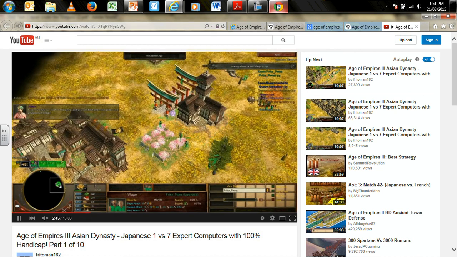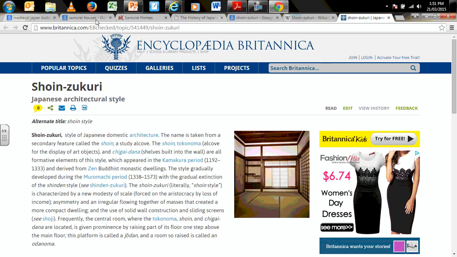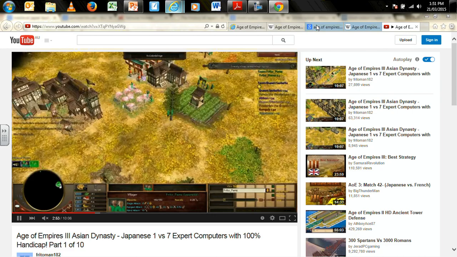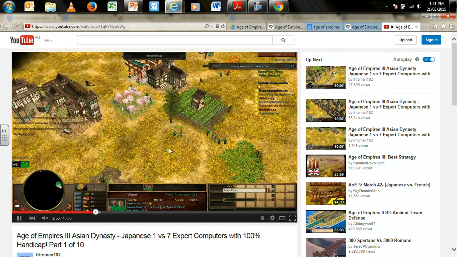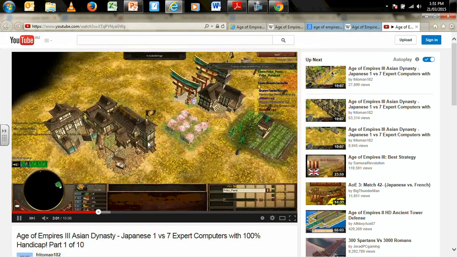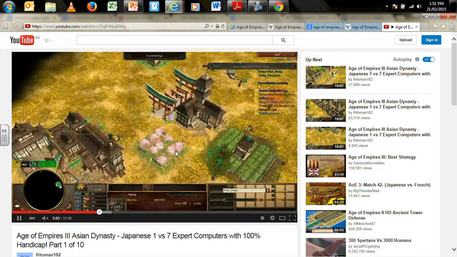If we go back and have a little bit of a look at our pictures of medieval Japan buildings, that will show you what the buildings of the time look like. And if we go back to the game, we can say, did the buildings actually look like that at the time? And that's what we want you to record. Do those buildings in the game look historically accurate, or don't they?